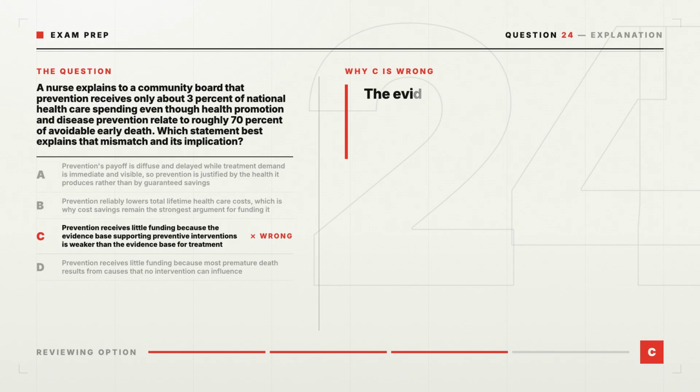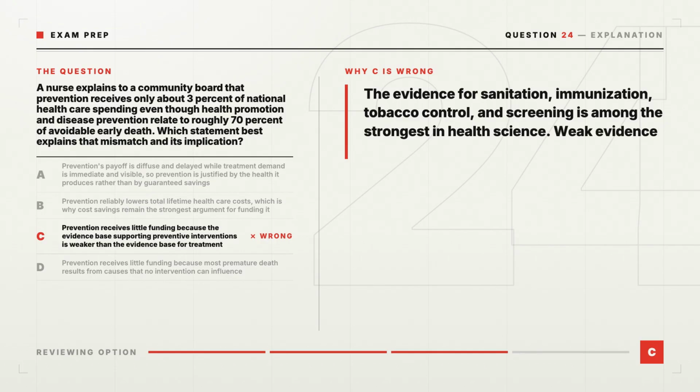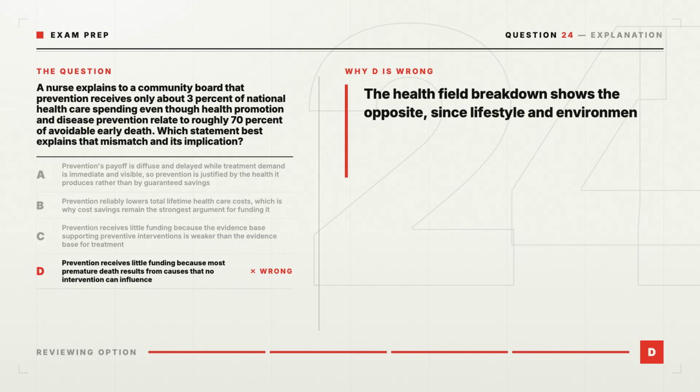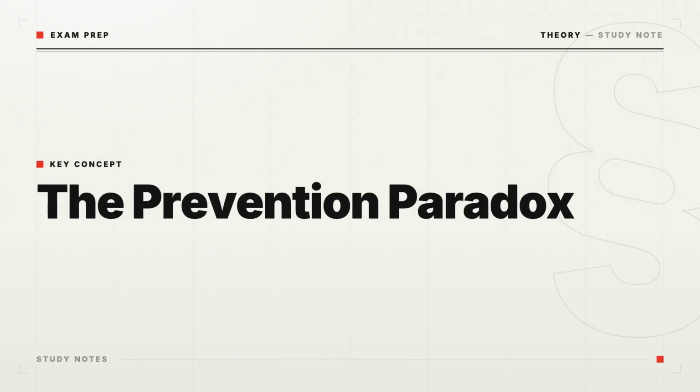C is wrong because the evidence for sanitation, immunization, tobacco control, and screening is among the strongest in health science. Weak evidence is not the reason for the funding gap. D is wrong because the health field breakdown shows the opposite, since lifestyle and environment together account for roughly 70% of premature death and both are modifiable. Roughly 70% of early death is preventable, yet prevention receives only about 3% of health spending.